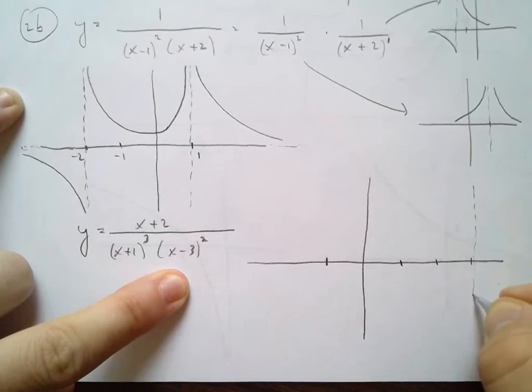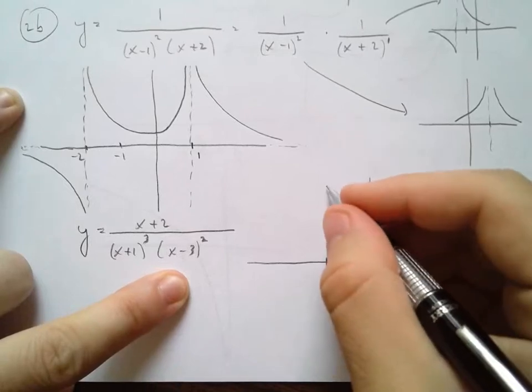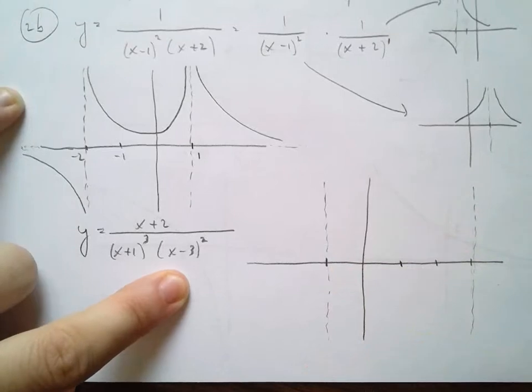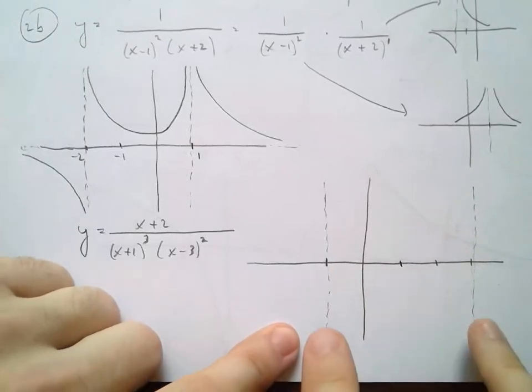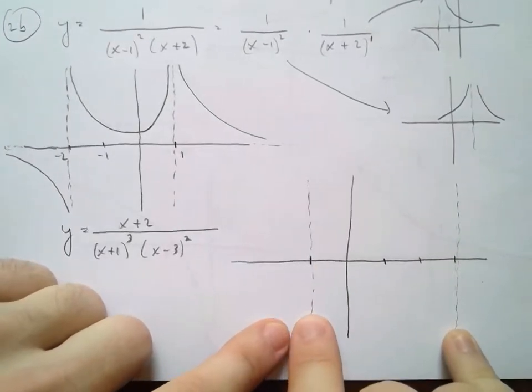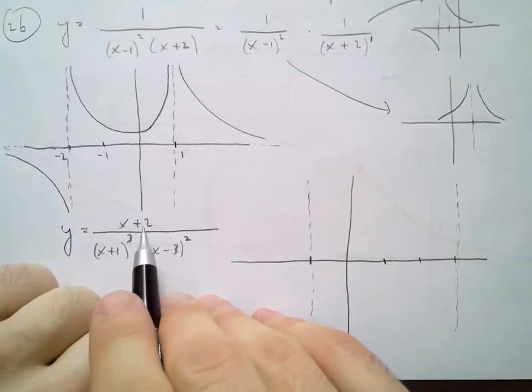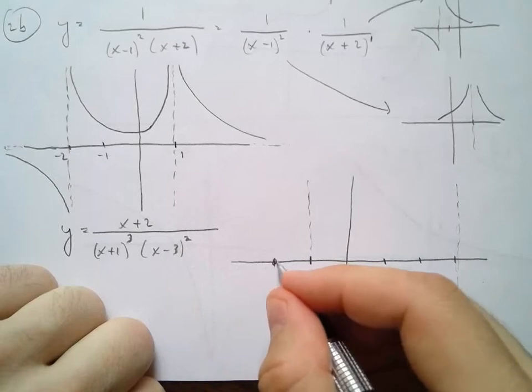So let's go ahead and, I'm sorry, I meant vertical asymptotes. Let's go ahead and draw those vertical asymptotes. Those are the two vertical asymptotes that I have. And I have a 0 at x equals 2. X equals -2, my bad. Just like so.